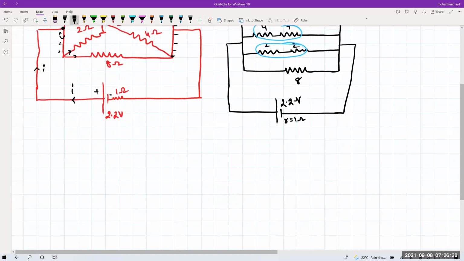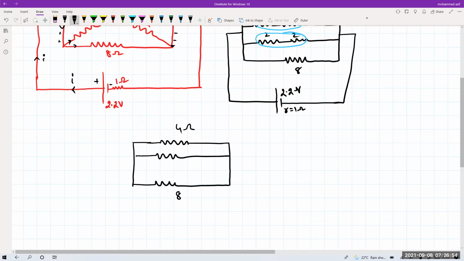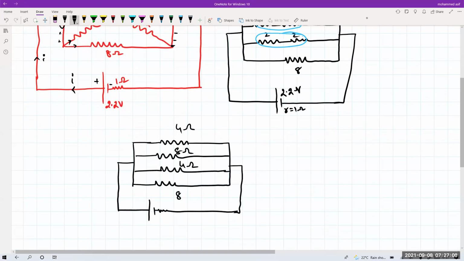If I draw the circuit now, the above circuit will be the same as the previous one, and the lower circuit I'm writing as it is. That is equal to 8 ohms. This one is 4 ohms. So 4 plus 4 becomes 8 ohms. 2 plus 2 becomes how much? 4 ohms. This total is connected to an external battery, positive terminal, negative terminal, and internal resistance, somewhat like this. Now this is 2.2 volts and this one is 1 ohm.